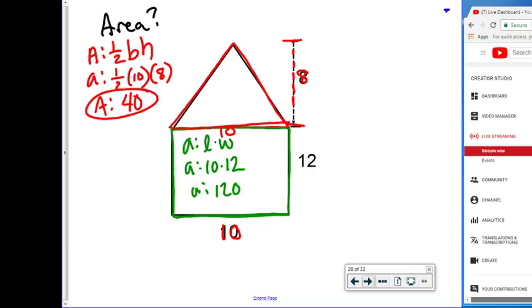Are you done? Absolutely not. You have to take the area of the rectangle and add it to the triangle. And your final answer would be 160 units squared.